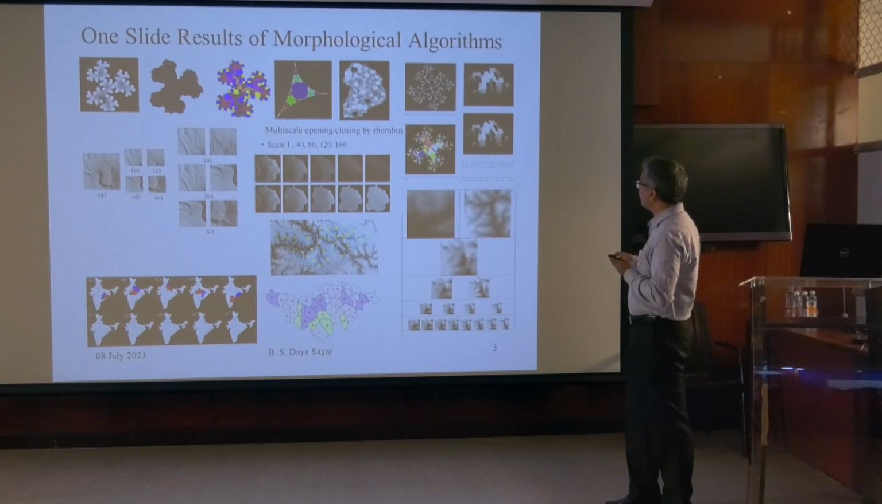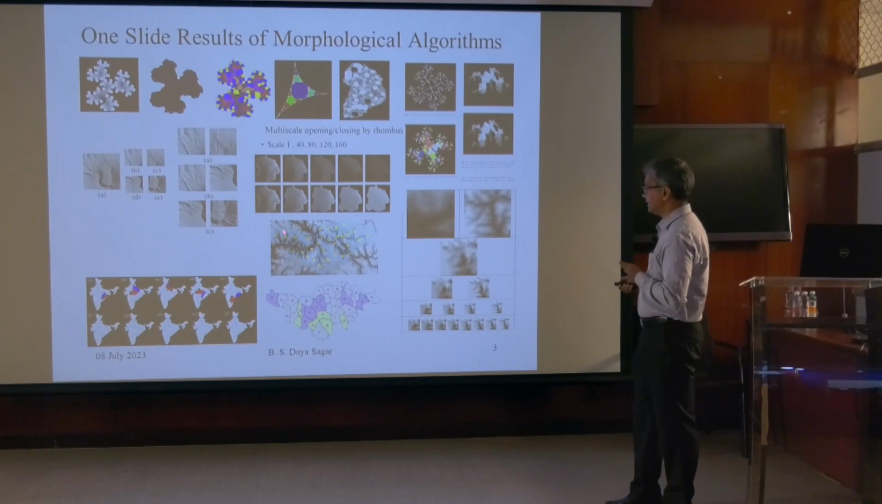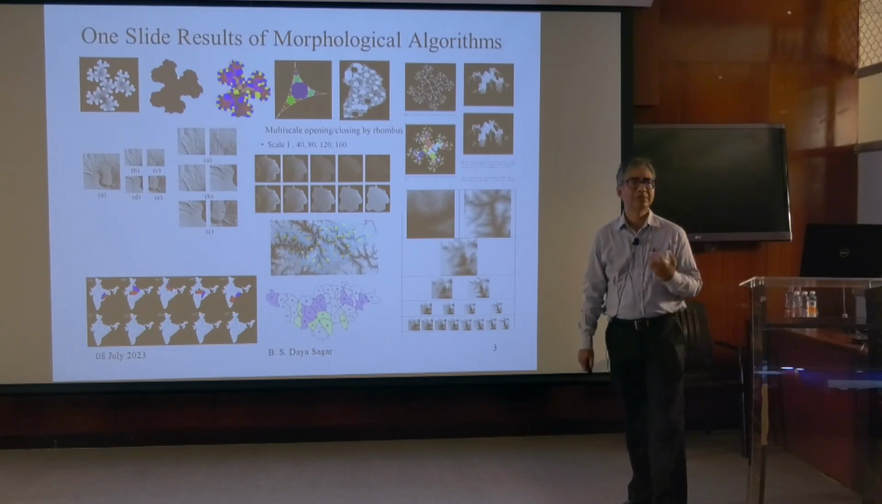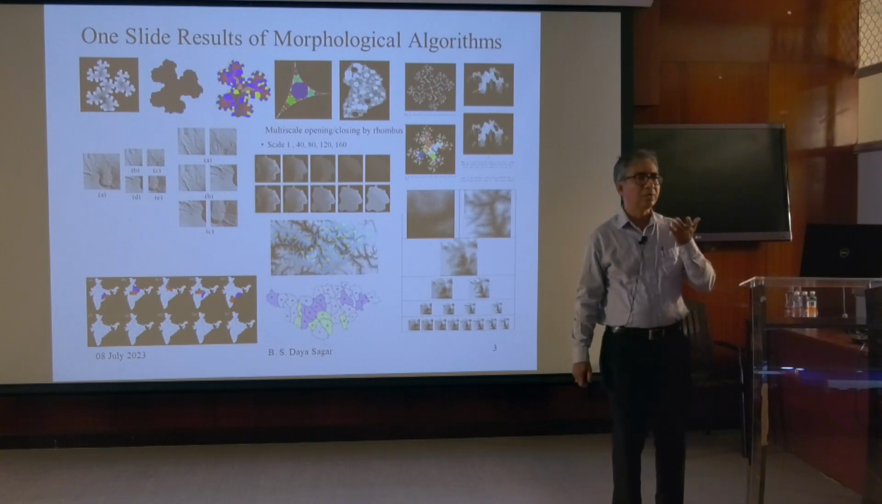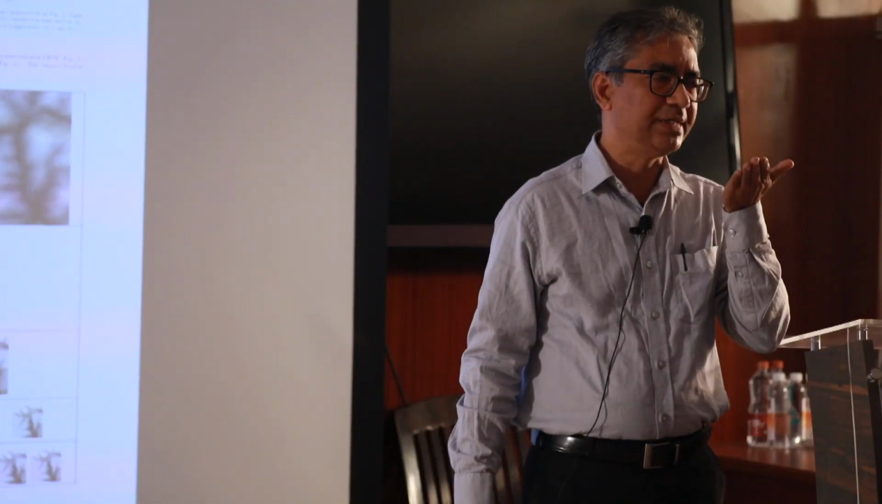And then we have the roughness characterization, and we have specific morphological granulometries, which is nothing but looking at the data at multiple spatial scales.